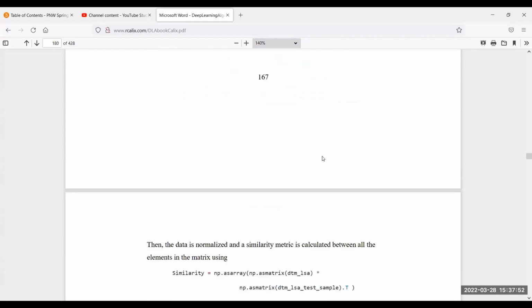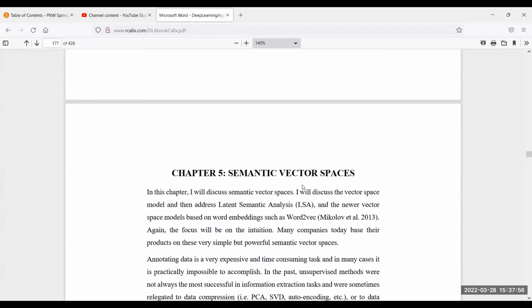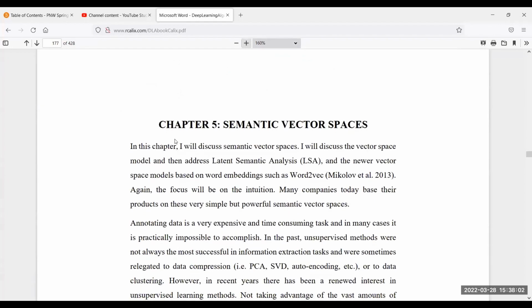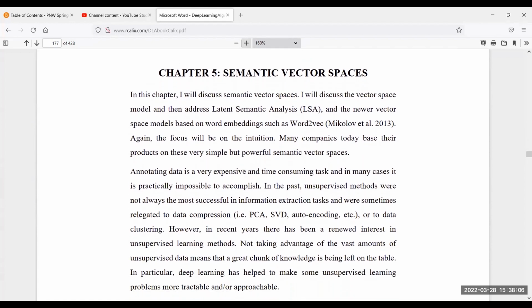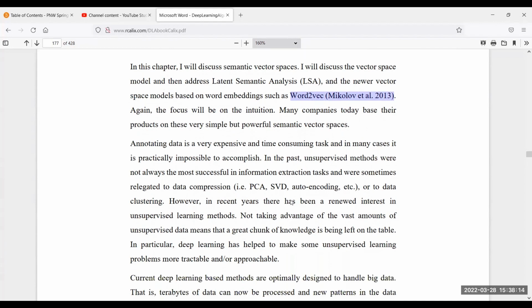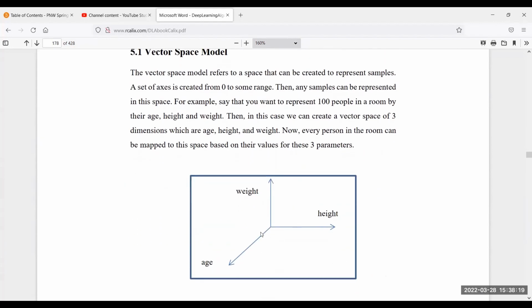Oh, here we go. So semantic vector spaces, right? That's really what we're talking about here. As you can see, the story of Word2Vec starts with Mikolov et al. 2013, where it's using all these vector space ideas. And you can see a vector space here.